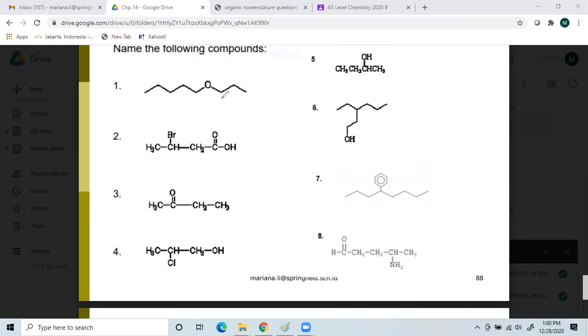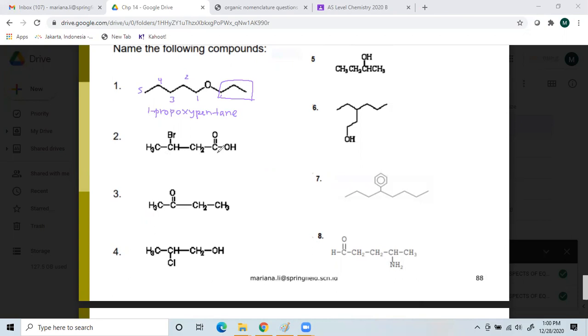Number one is an ether, right? ROR. This is a shorter R. 1, 2, 3. So this is propoxy. And we have pentane here. So the name would be 1-propoxypentane. Alkoxyalkane, yeah? 1-propoxypentane.